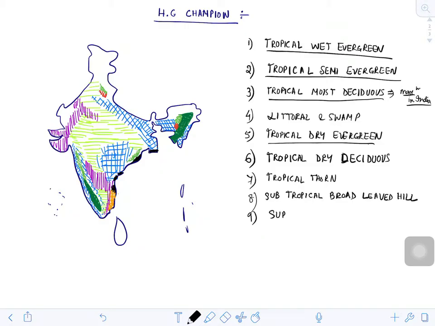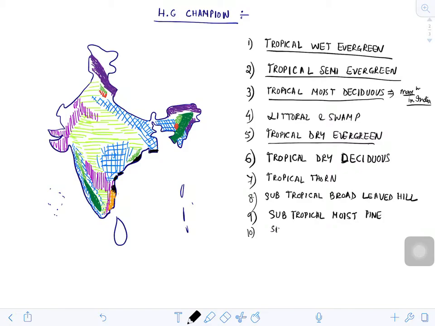Then comes subtropical moist pine. Now this includes areas such as Nagaland, Manipur, areas of Arunachal Pradesh, and areas of Uttarakhand, Himachal Pradesh, J&K, which have been filled up by these kinds of species. Subtropical moist pine.